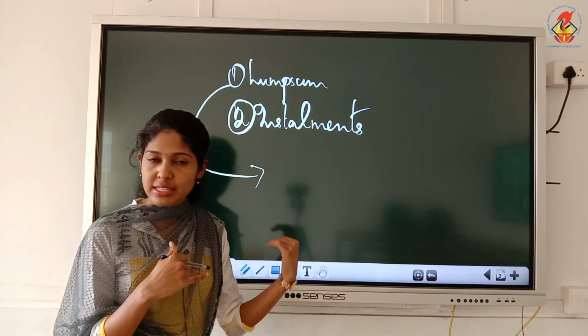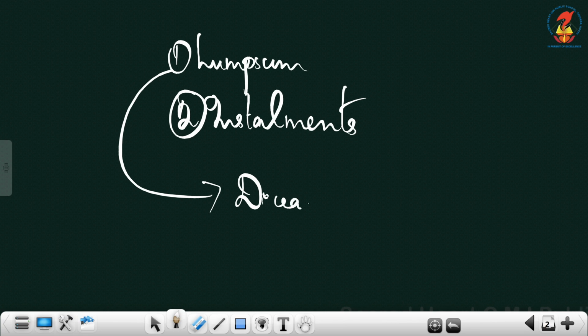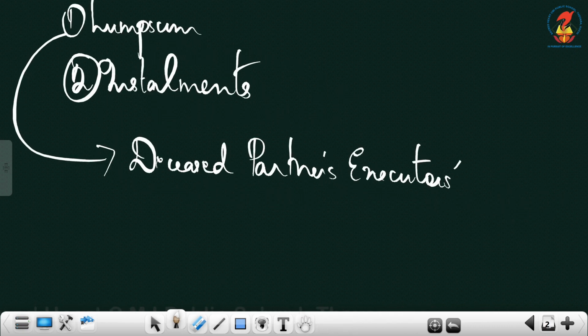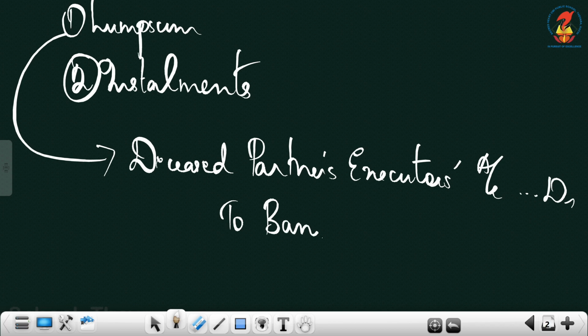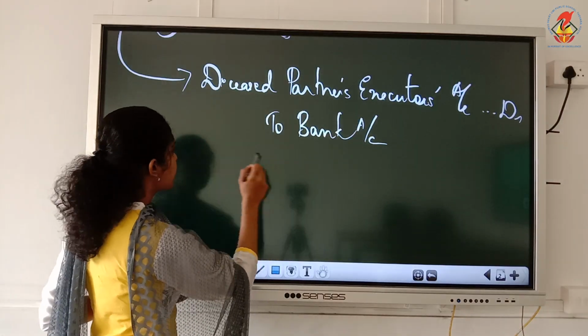So how will you settle the executors when you pay in lump sum? It will be deceased partner's executor's account debit to bank account. Understood? So, this is the settlement entry when you pay in lump sum.